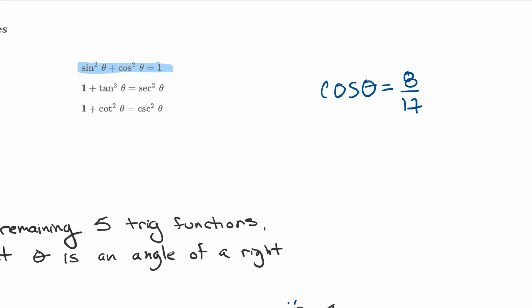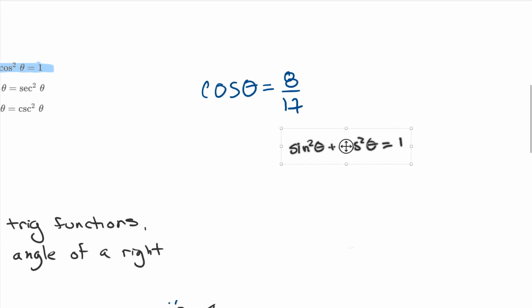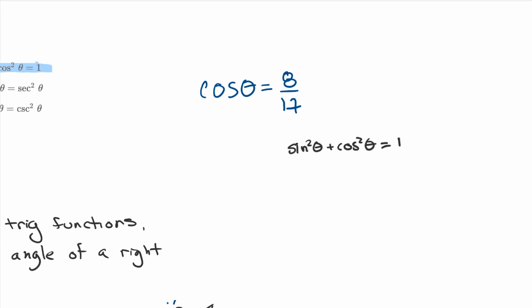So since we know that sine squared plus cosine squared is equal to 1, we can replace our cosine. What I like about this is it helps us see where things are. Like how we write that word, cosine squared, that's weird. So why don't we bring the square on the outside? Whatever cosine equals, we change it to 8 over 17. And now we can solve for sine.